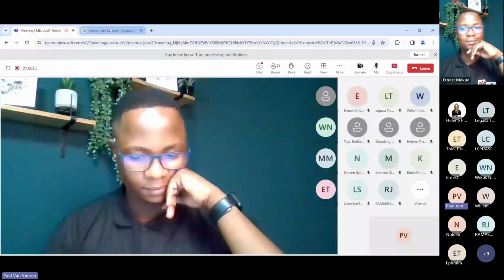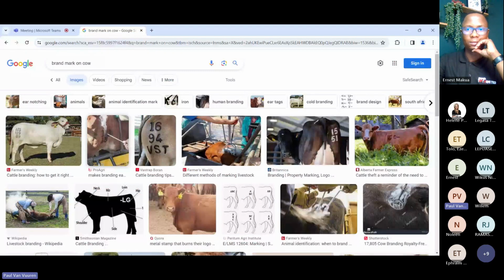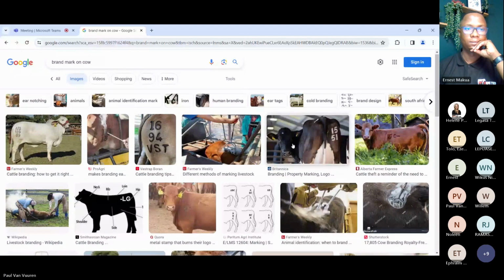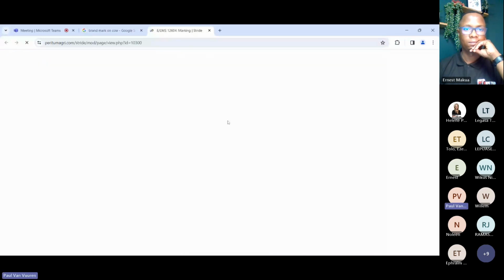While we're waiting, what I've got to mention is that stud cattle get their brand mark certificates from Stambuk, so they're not with the registrar. All right. If you look here, you just go to an animal, any animal where they can see.